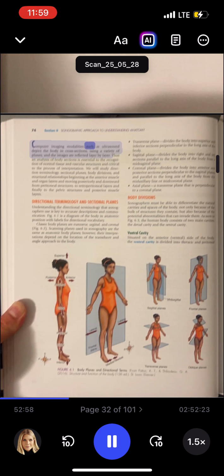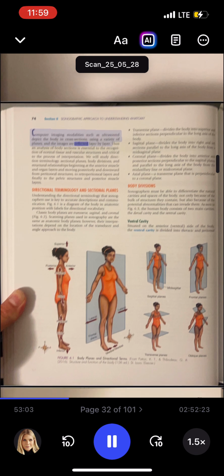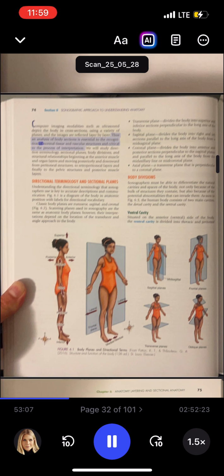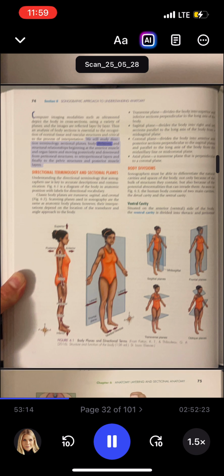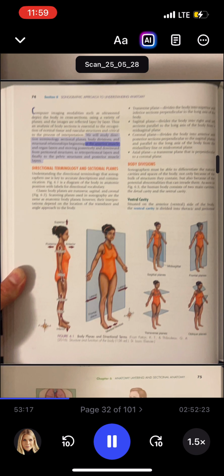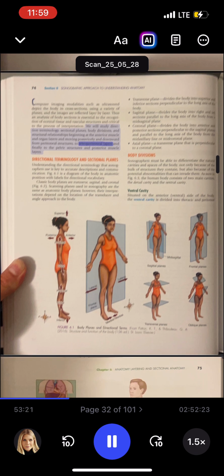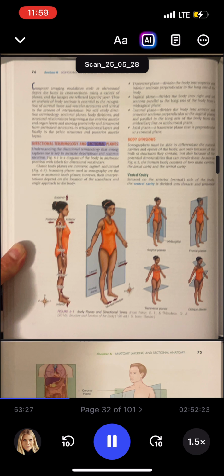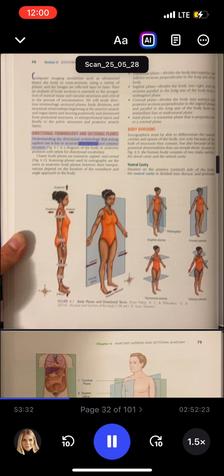Computer imaging modalities such as ultrasound depict the body in cross-sections, using a variety of planes, and the images are reflected layer by layer. Thus, an analysis of body sections is essential to the recognition of normal tissue and vascular structures, and critical to the process of interpretation. We will study direction terminology, sectional planes, body divisions, and structural relationships beginning at the anterior muscle and organ layers, and moving posteriorly and downward from peritoneal structures to retroperitoneal layers, and finally to the pelvic structures and posterior muscle layers. Directional terminology and sectional planes: understanding the directional terminology that sonographers use is key to accurate descriptions and communication.